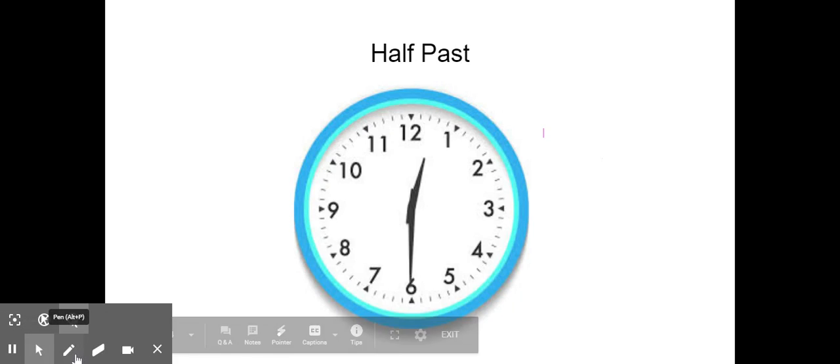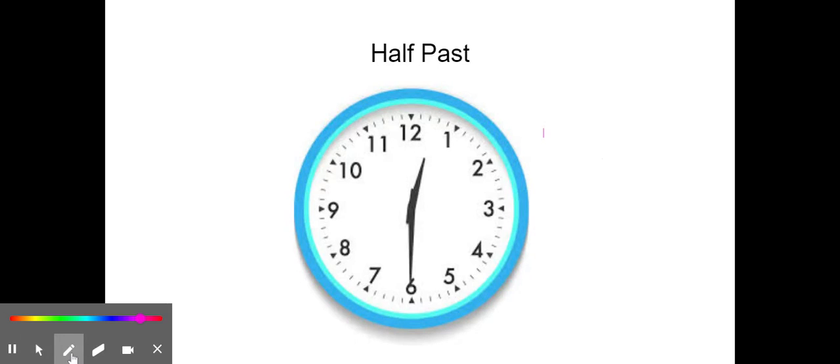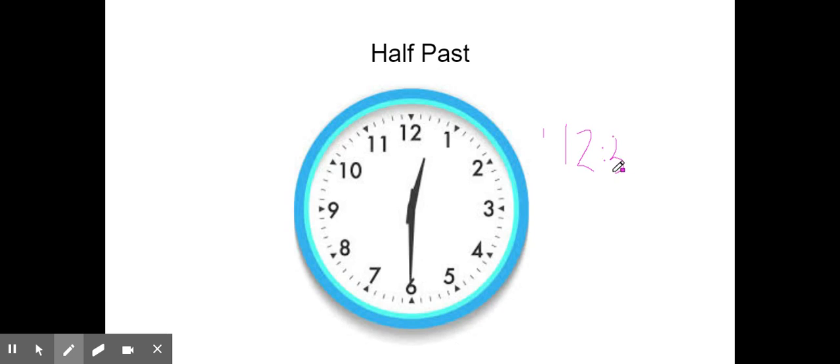Let's look at this clock now. Where is the hour hand? I see it in between the 12 and the 1. Remember, when it's in between two numbers, the number that comes first is what the hour is. So here it would be 12. The minute hand is halfway around the clock. Remember, halfway around the clock is 30 minutes because 30 is half of 60.